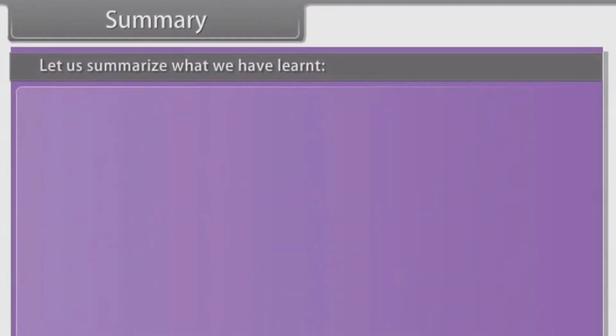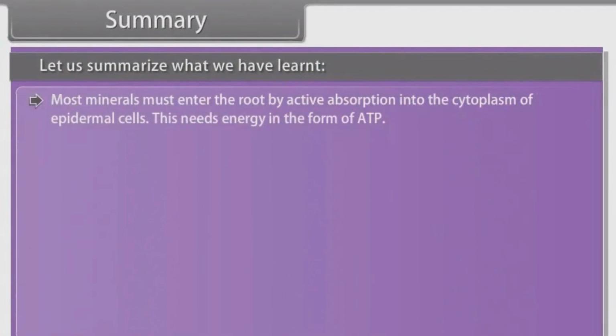Summary. Let us summarize what we have learned. Most minerals must enter the root by active absorption into the cytoplasm of epidermal cells. This needs energy in the form of ATP.